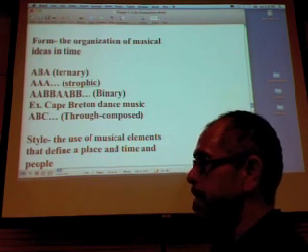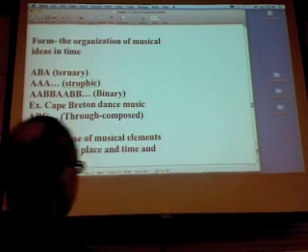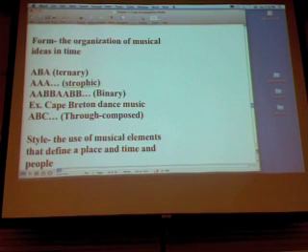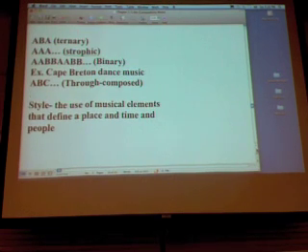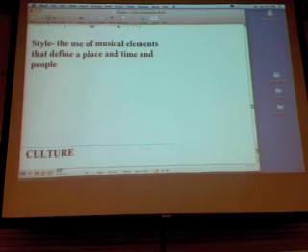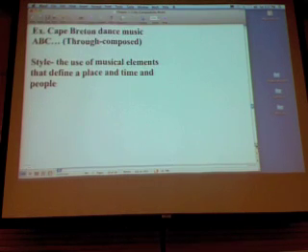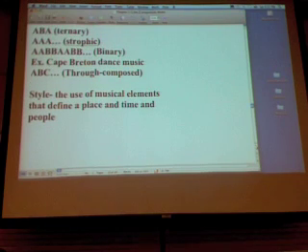All these things put together is what we call style. That's the use of musical elements, all these things, melody, rhythm, harmony, which we didn't talk about a whole lot today, but we will at other times. And that is known as style, the use of musical elements that define a place and time and a people. So that is our lecture on musical elements.